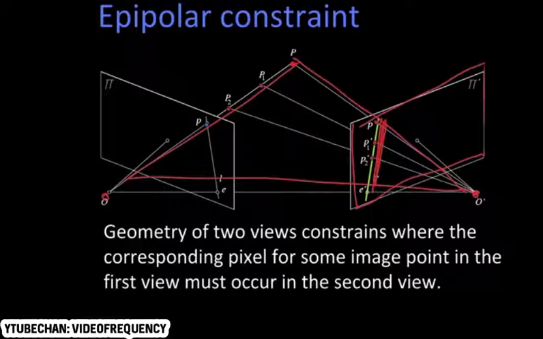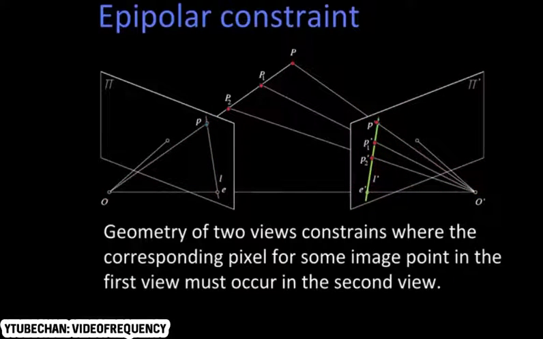Now, of course, the reverse is also true, right? So that same plane corresponds to this epipolar line. These corresponding sets of epipolar lines provide the constraint that we're looking for. Any point in this image that's on this line, its match must be somewhere on that line and vice versa. And this is called the epipolar constraint.